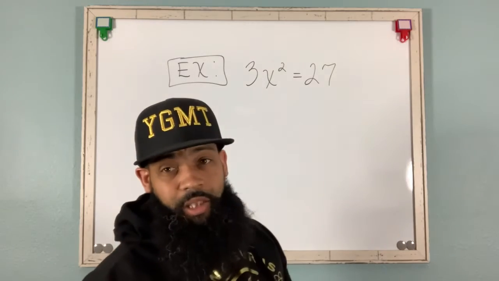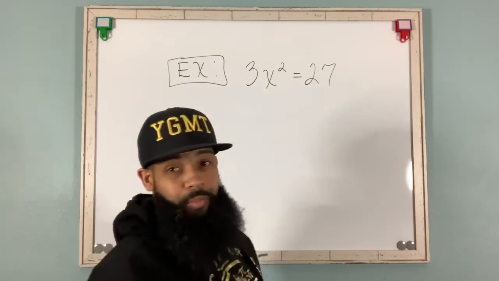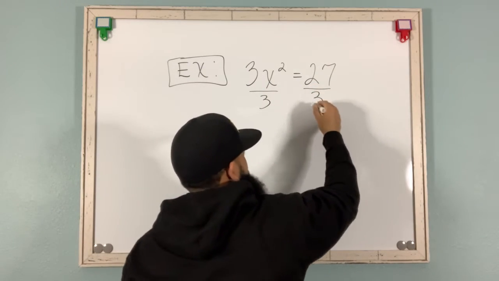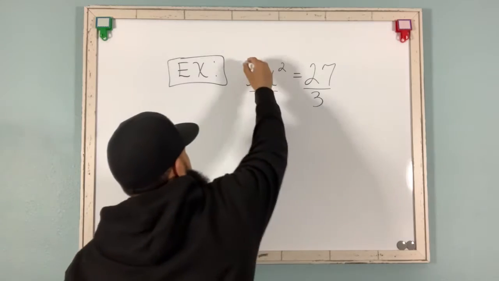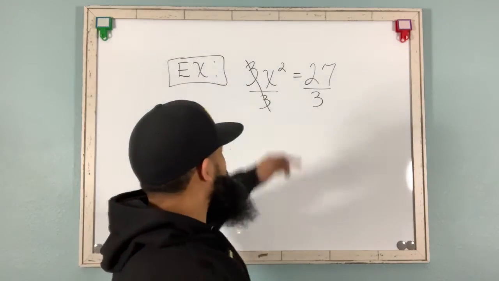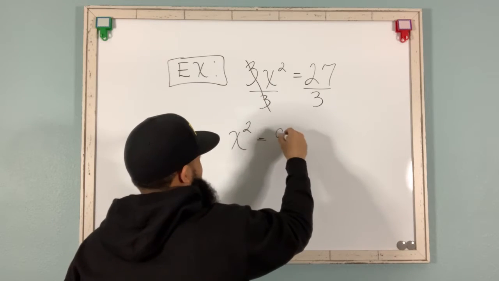My goal is to get x by itself, so the first thing I want to do is the opposite of multiplying by 3, which is dividing by 3. So I'm going to divide by 3 on both sides so that I can keep my equation balanced. These cancel, or technically 3 divided by 3 equals 1. 1 times x squared leaves you with x squared. So x squared equals 9.